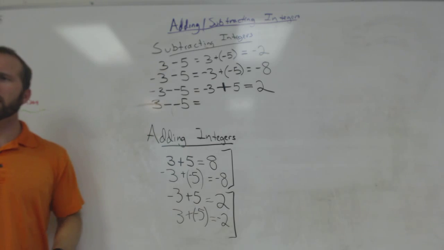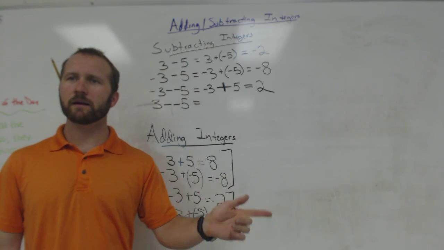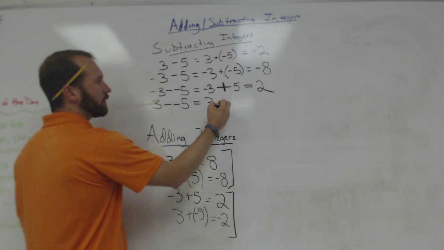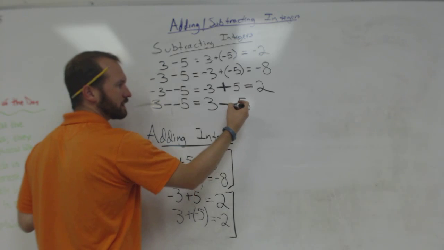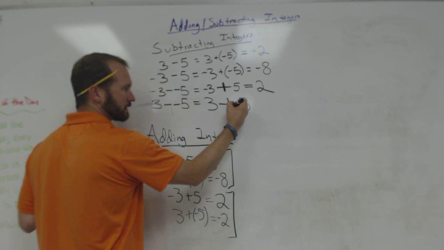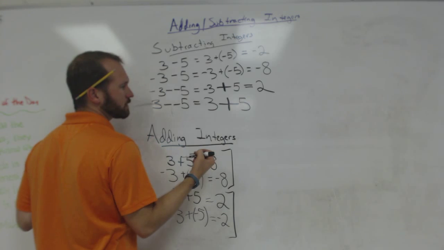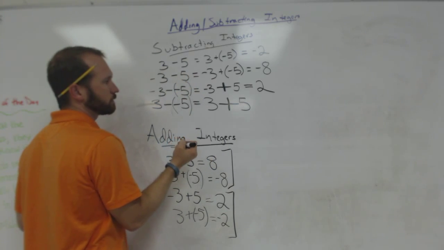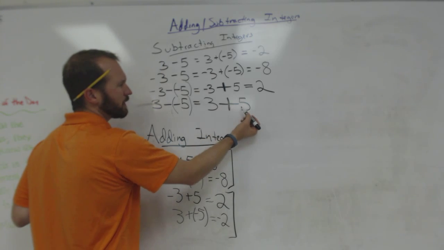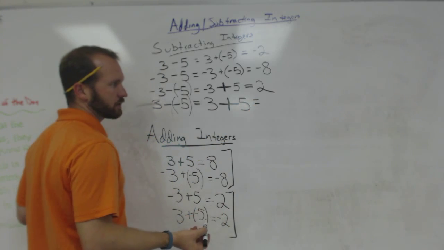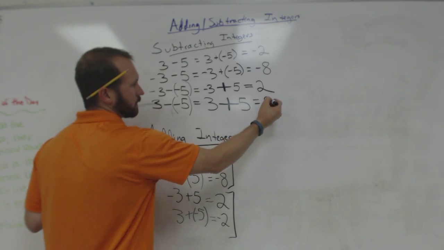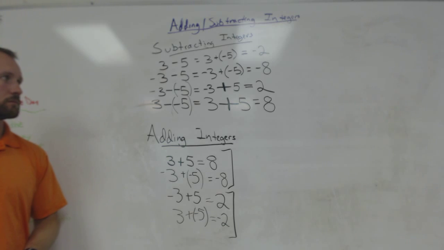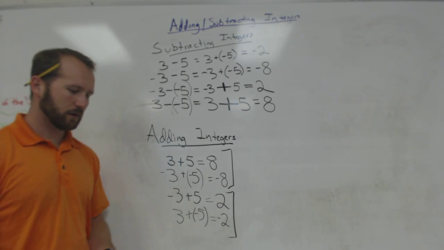What does this equal? 3 minus negative 5 is the same thing as 3 plus negative 5. No? Close. Remember, the minus a negative becomes a plus. Minus a negative becomes a plus. Right? We could write parentheses around these if we wanted to, and then change them here. So 3 plus 5 is 8. Okay. Let's do some examples.